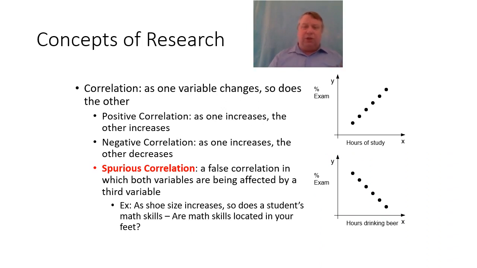So, concepts of research: correlation. Remember we discussed this before. As one variable changes, so does the other. A positive variation means as one concept increases, so does the other. So here, for example, we have hours of study and how well you did on the exam. So the more hours of study, the better you do on the exam, right? That would be a positive correlation. On the other hand, you might have hours drinking before the exam and your score on the exam.